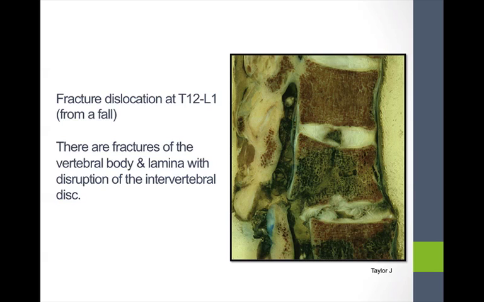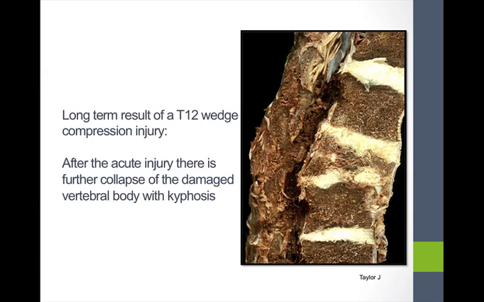Here we can see a fracture dislocation at the T12-L1 resulting from a fall. There are fractures of the vertebral body and the lamina with disruption of the intervertebral disc. This slide shows the long-term result of a T12 wedge compression injury. After the acute injury, there is further collapse of the damaged vertebral body with a resultant kyphosis.